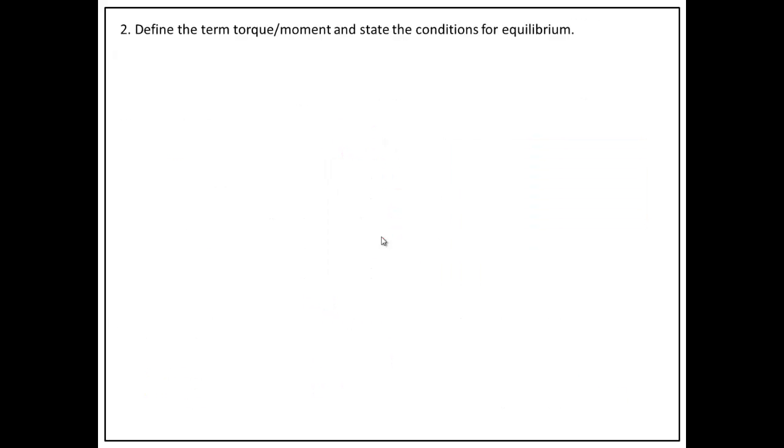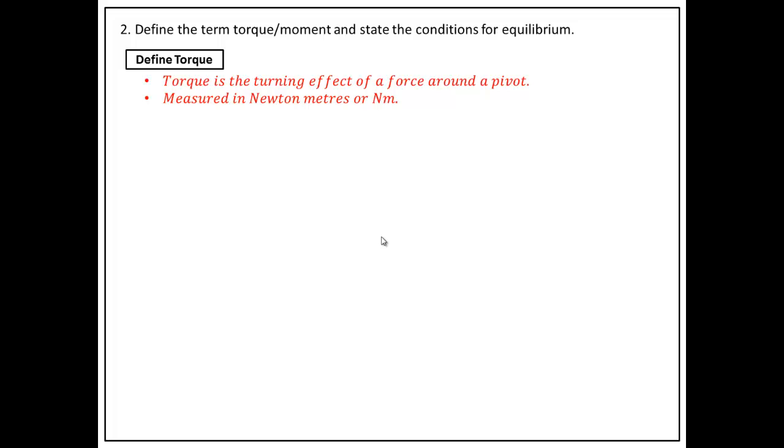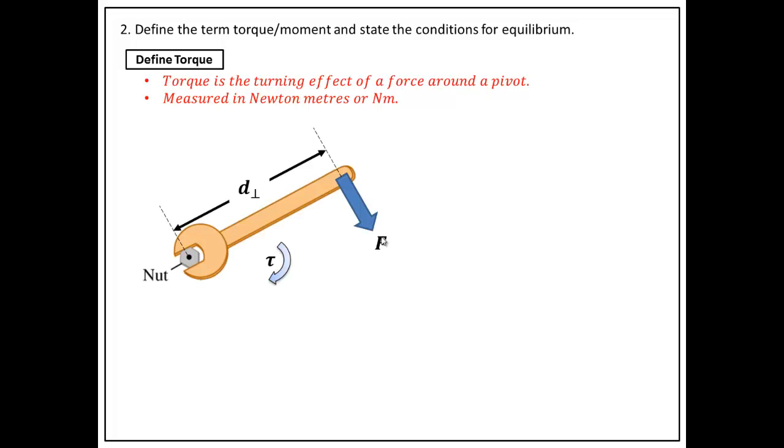Question 2 wants you to define two key terms from the forces and equilibrium subtopic, torque and equilibrium. Torque is the turning effect of a force around a pivot and is measured in Newton meters. From the diagram, you can see that the wrench has a pivot at the nut, and a force is being applied to it. To calculate the magnitude of this turning effect, we multiply the size of the force by the perpendicular distance from the force to the pivot.